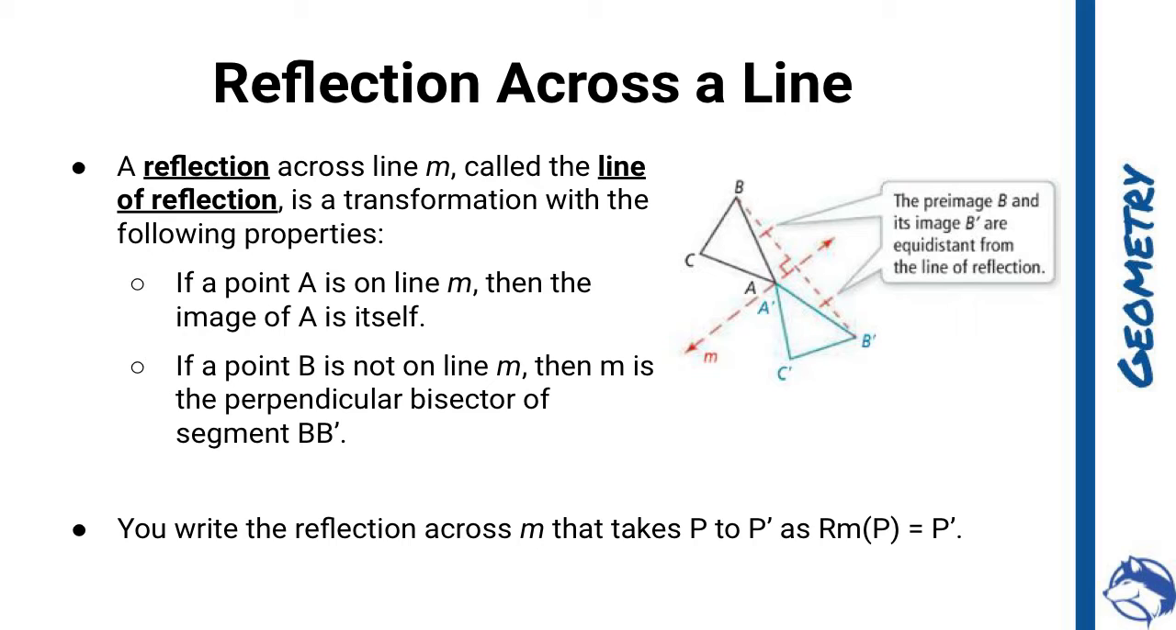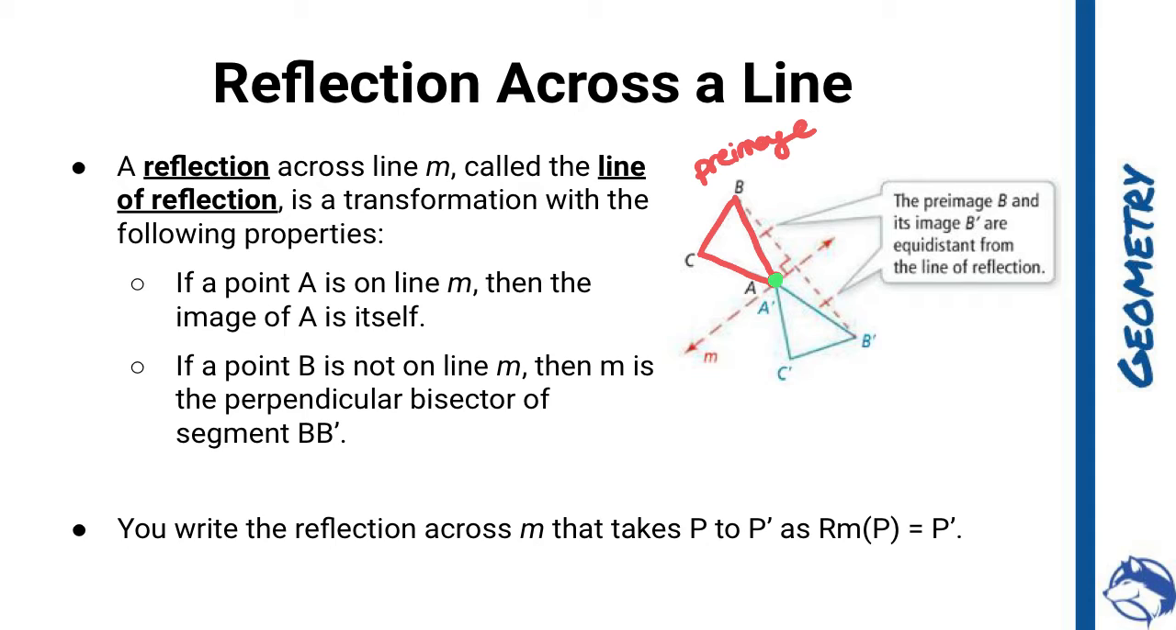So, reflecting across a line. A reflection across line M, called the line of reflection, is a transformation with the following properties. If point A is on line M, then A is on the image itself. For example, that was occurring right here. If A was my pre-image, over here we've got the pre-image, and since A occurs on this line, A prime is going to just stay right there.